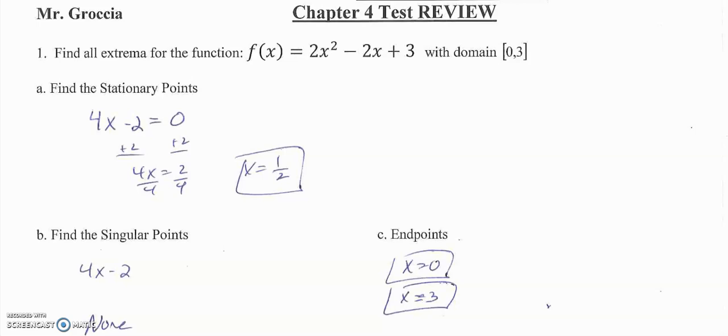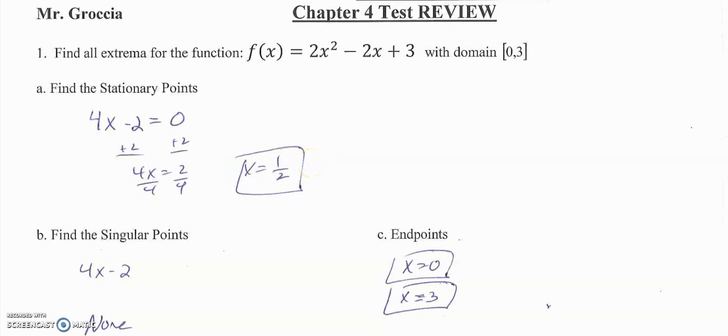So for the stationary points, you take the derivative, set equal to 0. So the derivative of 2x squared is 4x. The derivative of negative 2x is negative 2. The derivative of 3 is 0. So we take 4x minus 2, set equal to 0. Solve for x. So we add 2 to both sides, which leaves us with 4x equals 2. Divide both sides by 4. We get x equals 1/2.